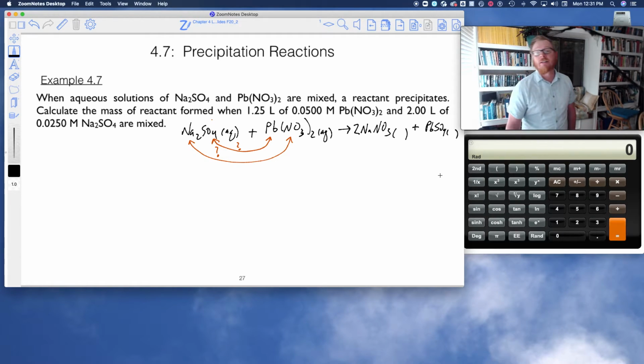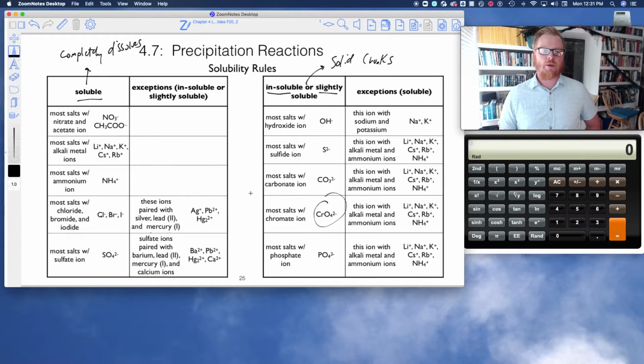And I'm not sure what the phase of that is either. So let's go back and look at the solubility rules. I remembered my rule for nitrate, that basically everything with nitrate is soluble. And then I can see, oh, here I have sulfate, and sulfate is supposed to be soluble except when paired with lead. So lead sulfate is an exception on the solubility chart.